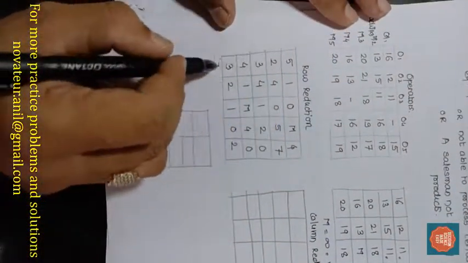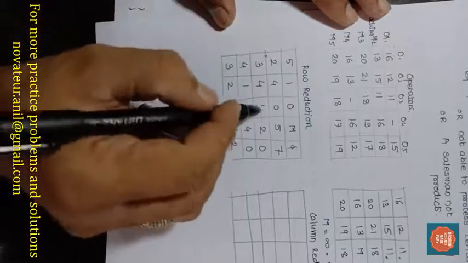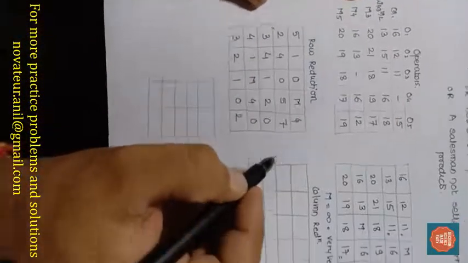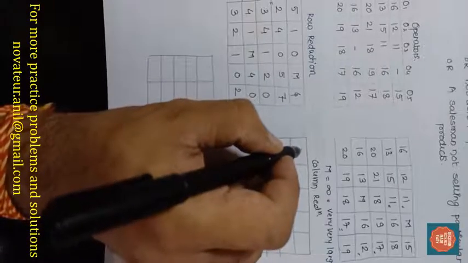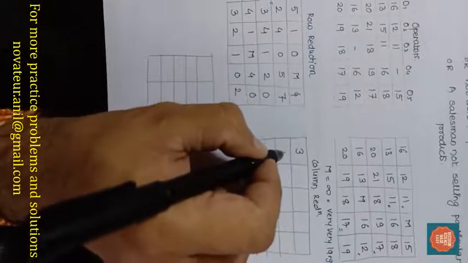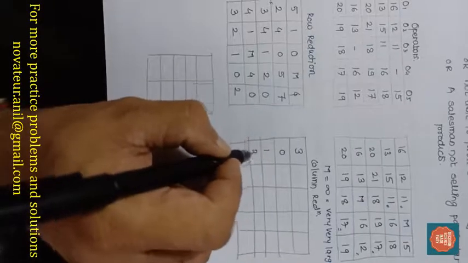For column reduction, again the process is very simple. I am going to identify the smallest element in the column and subtract that value from the rest of the column elements. So it will be 5 minus 2 will be 3, 0, 1, 2, 1.